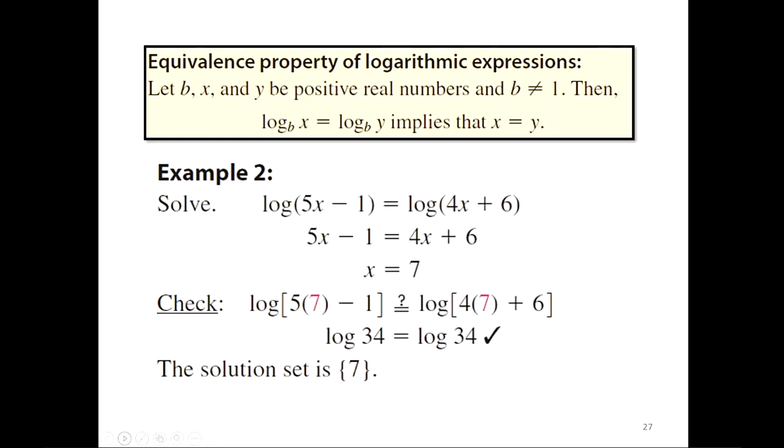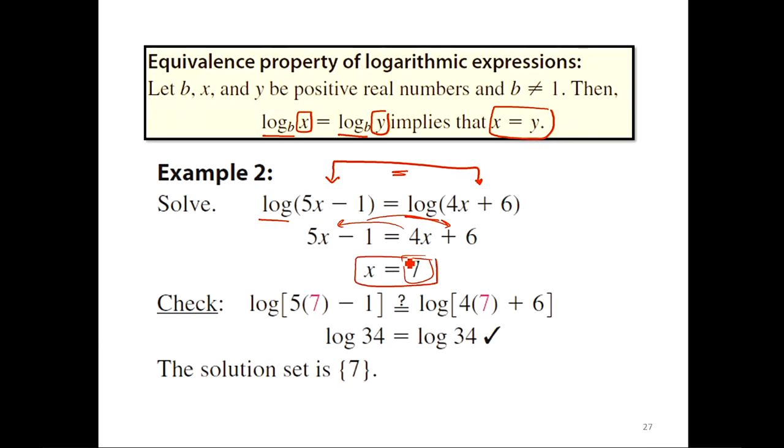Also, if we have a logarithm equation, with the base b, the arguments must be equal. So if we have log to base 10 on both sides, the arguments must be equal. So we have 5x minus 1 equal 4x plus 6. Move the minus 1, we have 7. Move the 4, equal negative 4. 5 minus 4 equal x. So the value of x equal 7.